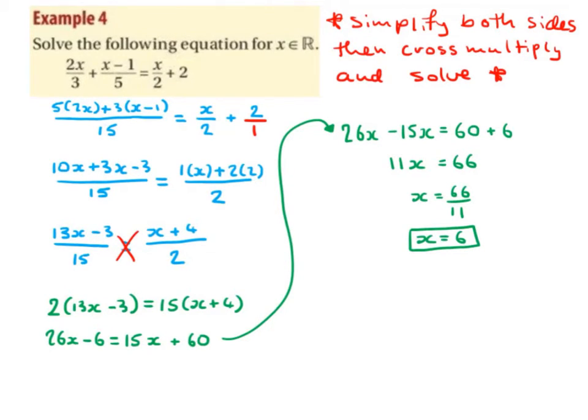Then on the right-hand side we have x over 2 plus 2, which can be written as 2 over 1. So then we multiply out our brackets. 5 by 2x is 10x. 3 by x is 3x. And 3 by minus 1 is minus 3. And that's still over 15.